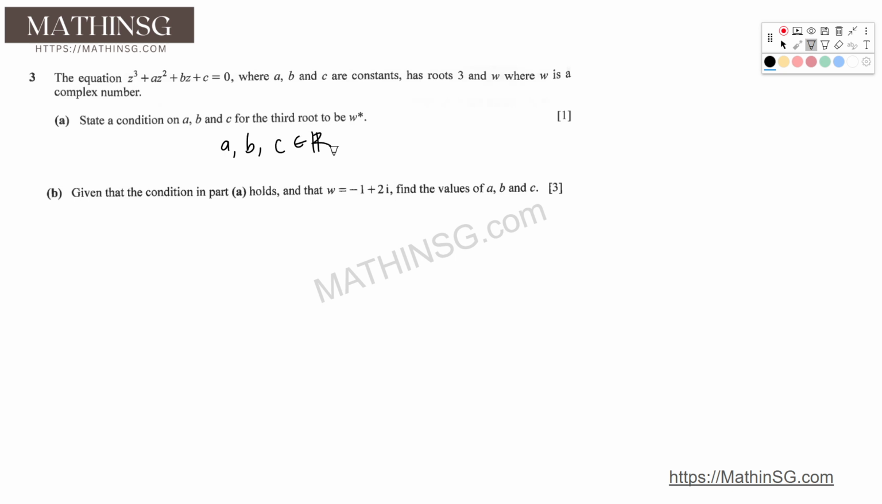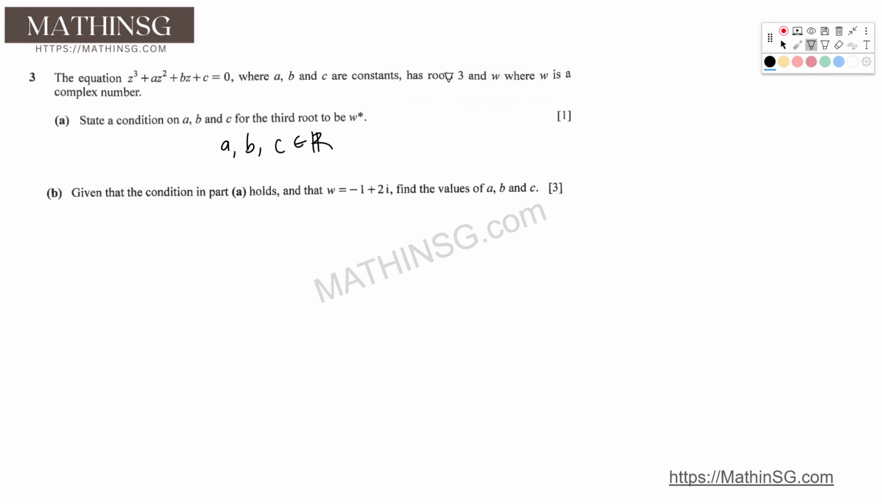They are real. Okay, so now given that the condition in part A holds, that means a, b, and c are real. So therefore, we have the roots of z equals 3, z equals w, and z equals w conjugate, and w equals minus 1 plus 2i. Find the values of a, b, and c. Okay, so now we have three unknowns, right? a, b, and c. So we need three equations to solve them.